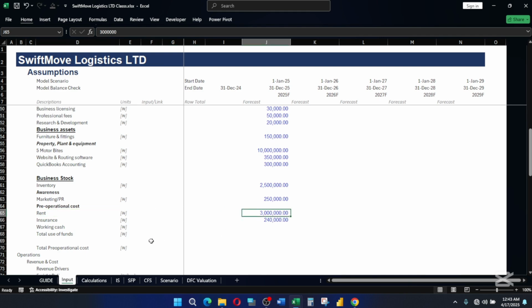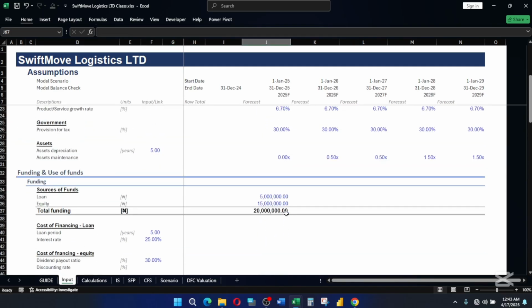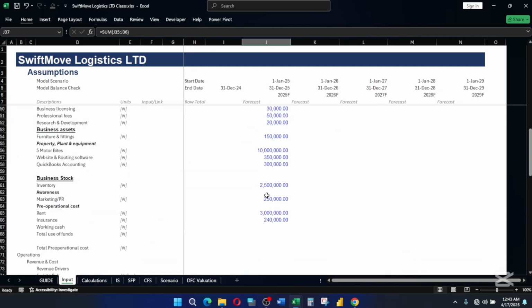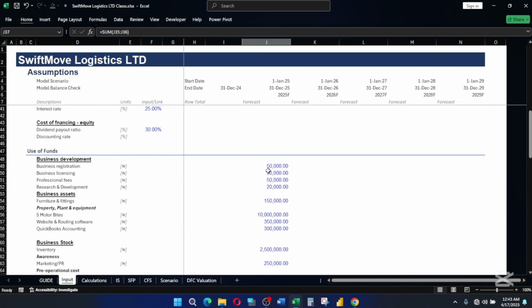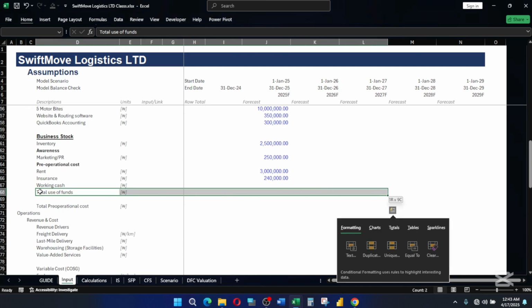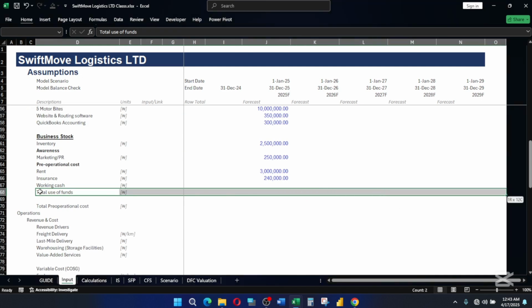So this is what we have. We have this as our yearly rental fee at 3 million naira. They will also have insurance. You have to pay for insurance, to make provision for insurance. Then we have the working cash. Working cash is the difference between the total funding and everything you have spent to bring the business to life, right? So let's format this.